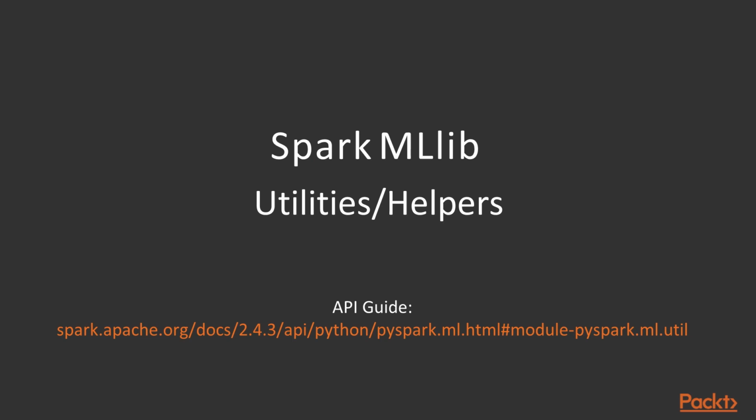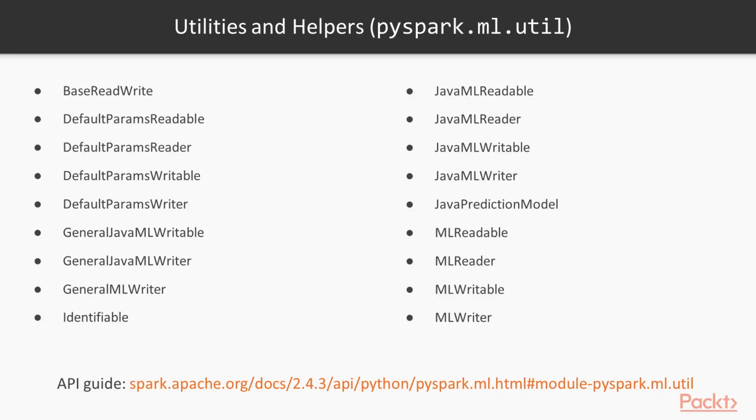Last but not least, utilities. So in the API guide, you'll find that there is actually one module called PySpark ML util. So it is a module that is not documented in the main ML guide for the very reason that all it really contains is internal utilities and helpers and a few mix-ins that are used throughout the various classes that exist. So you might see it, you might touch it, you can import it, but there's really nothing that you should have to do with it.